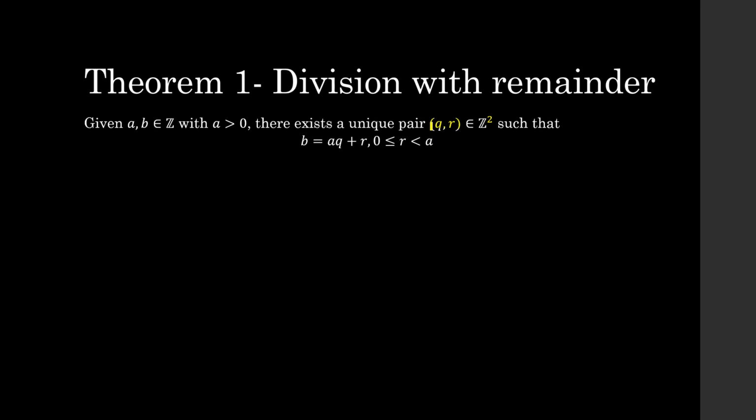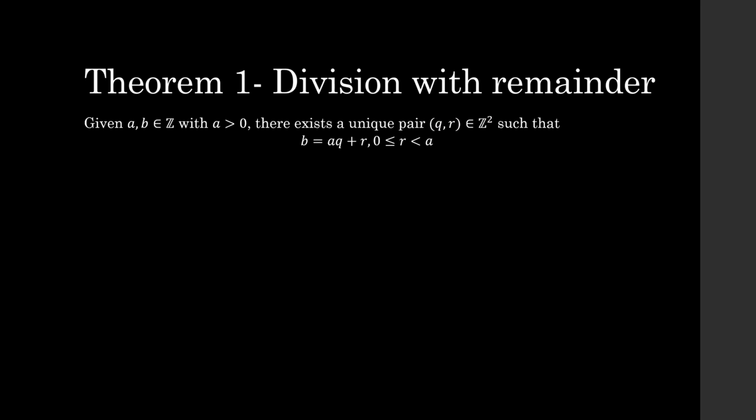So pairs means that I've grouped them in these parentheses and I've got that comma here. So the 2 here just means the set of all pairs of integers. If I had Z to the 3, that means the set of all triplets of integers and so on. So Z to the n is the set of all n-tuples of integers. So that's just the notation here.